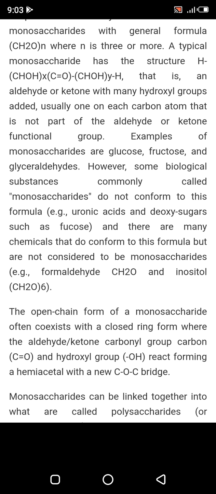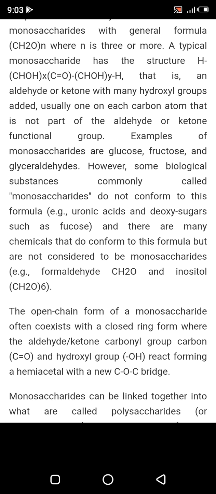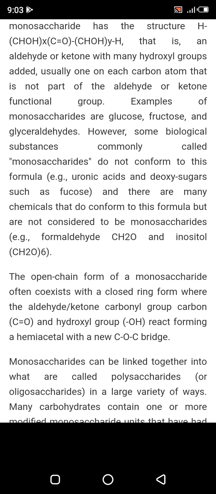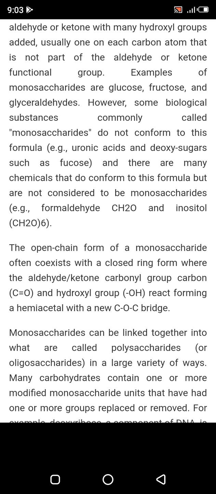However, some biological substances commonly called monosaccharides do not conform to this formula, e.g., uronic acids and deoxy sugars such as fucose. And there are many chemicals that do not conform to this formula but are considered to be monosaccharides, e.g., formaldehyde CH2O and inositol (CH2O)6.